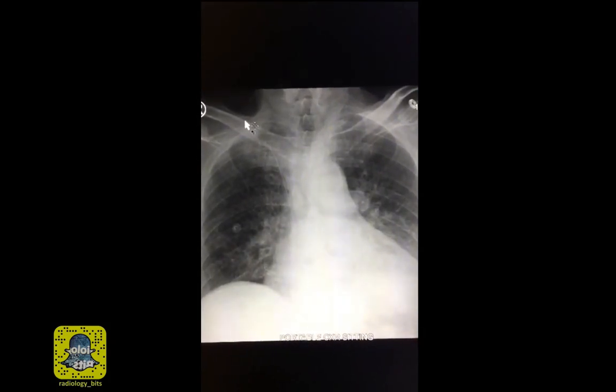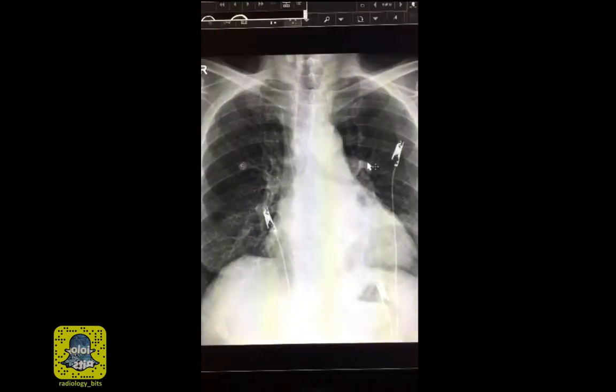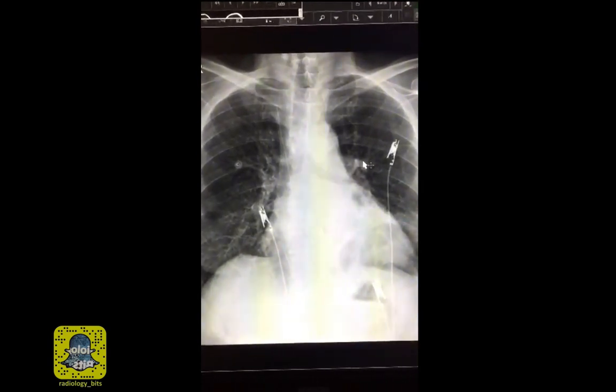This is another X-ray 2 days after. The PICC line has been removed. The pneumonia looks much better. The patient improved clinically and he was discharged from the hospital.